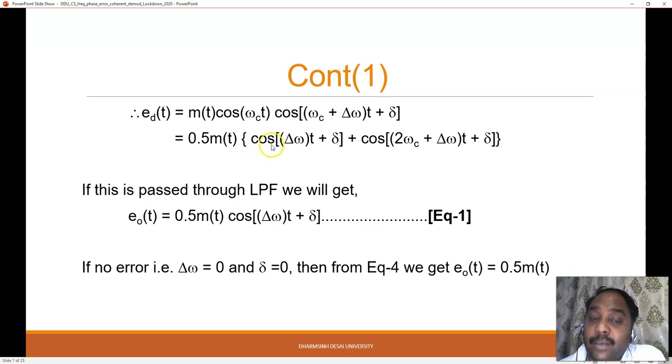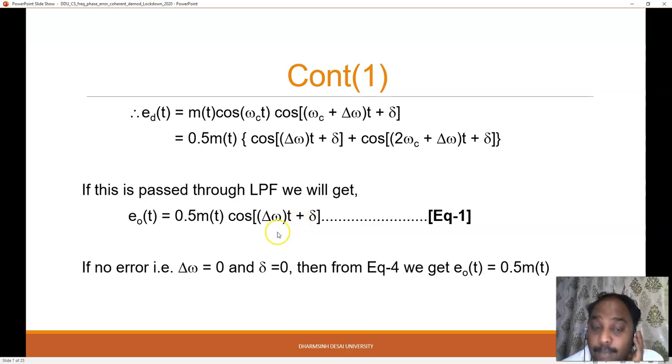So I'm getting the first term as cos of delta omega t plus delta, and another term as cos of 2 omega c t plus delta. Now this delta omega is a very small frequency, while the other term is centered at 2 omega c, and then I pass it through a low pass filter. The second term is going to be suppressed, so the only thing you will get is the first term, which is 0.5 m of t cos of delta omega t plus delta.